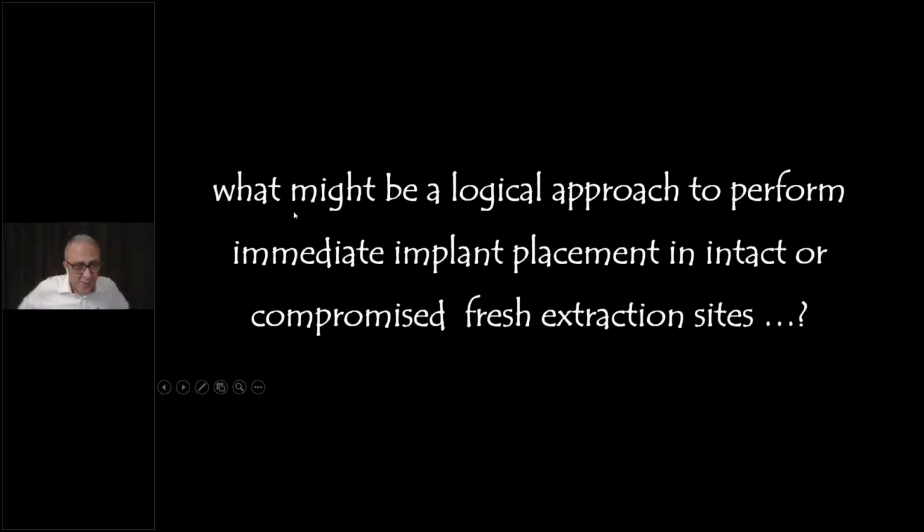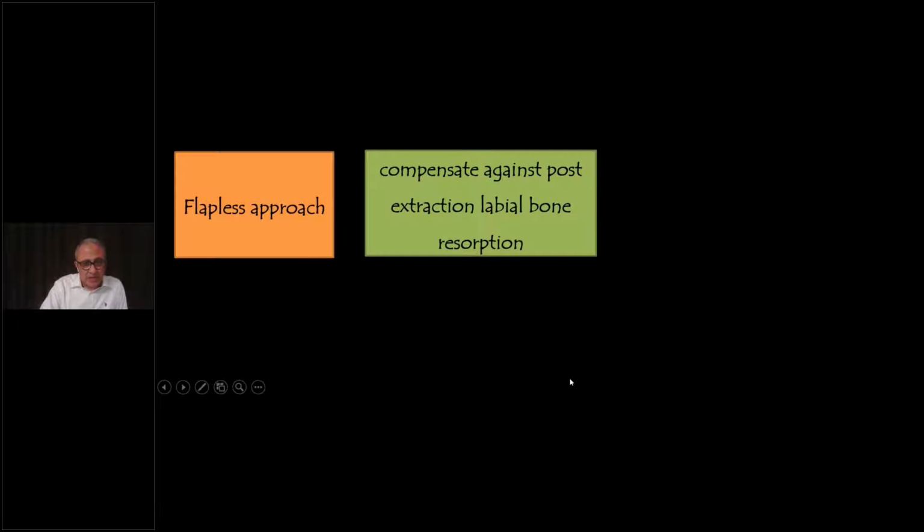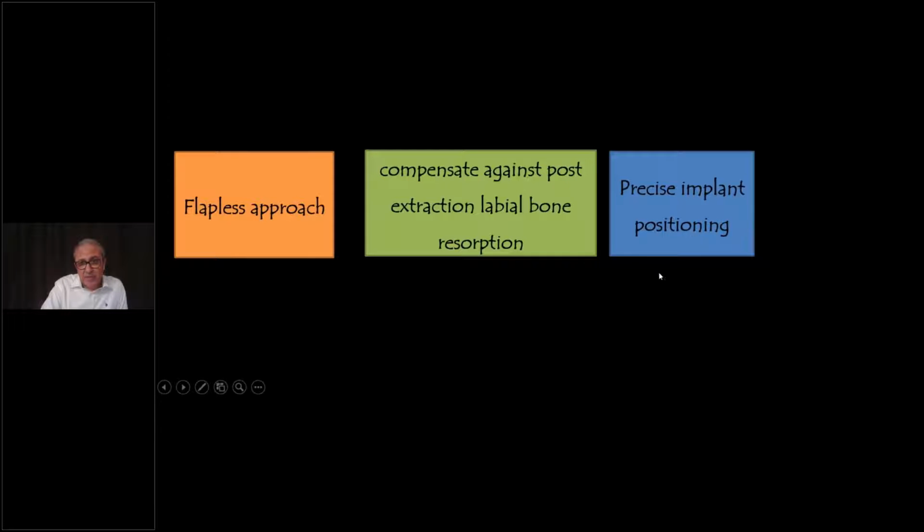So what is the question? What might be a logical approach to perform immediate placement with intact or compromised fresh extraction sites? I'll give you some tips and tricks of what to do in order to get this. First of all, it has to be a flapless approach, I believe. And you need to compensate against the post-extraction labial plate of bone resorption. That's for sure, because we know that when we extract, no matter what you do, you will lose the labial plate of bone. So I need something that prevents this from happening.